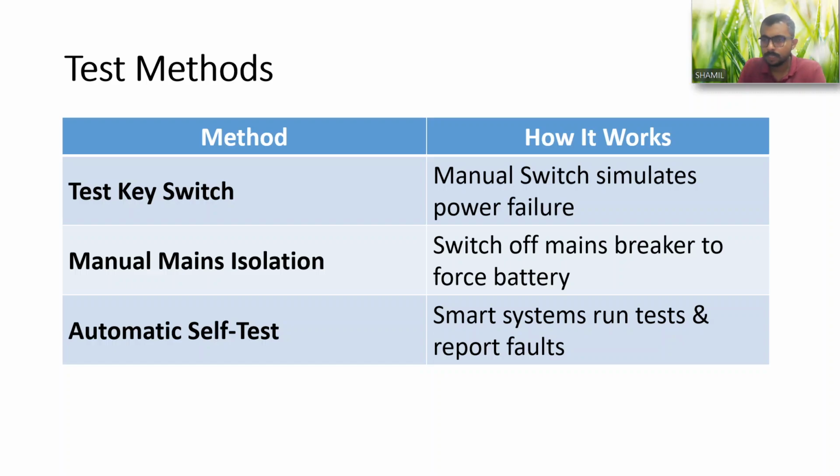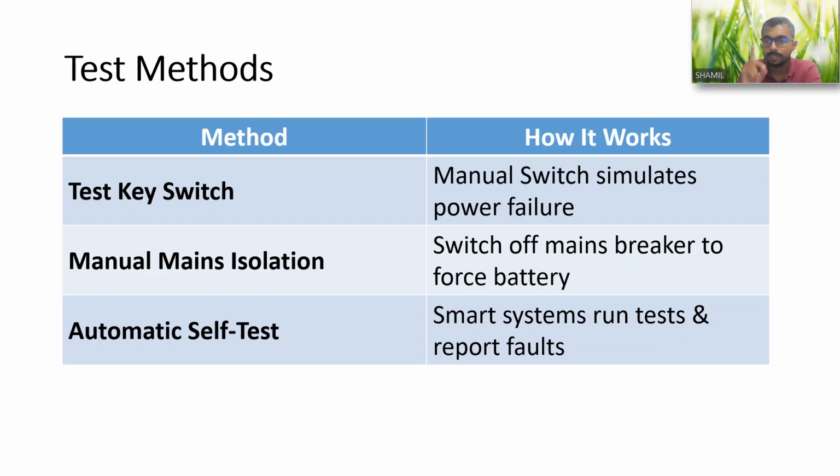This will normally be seen in the centralized battery systems. These systems will be running the tests, and then they will be reporting in case any faults are there or not. This will be happening on an automated schedule, so that we don't have to bother over that. The reports will be coming from the system itself. So these are the three test methods that are involved.